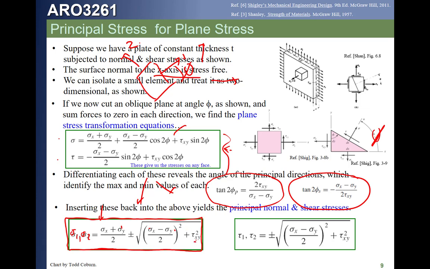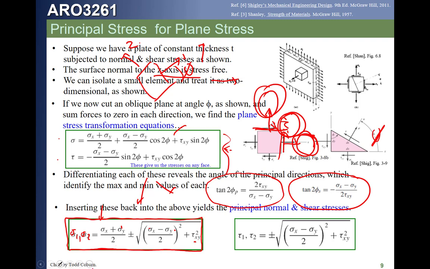We can plug in our shear stress right here. That was the shear stress on that original face. Whatever this value is, we don't need to plug in both of these values because they're the same, remember? So we plug in sigma x, sigma y, and tau xy. Tau on the x face in the y direction is the same as tau on the y face in the x direction. Plug in those three values.